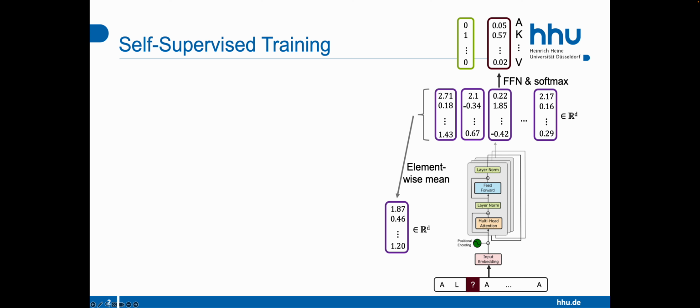Let us do a short recap of the self-supervised training that we have considered so far. We randomly mask approximately 15% of the amino acids in the input sequence and train the model to predict the type of the masked amino acid. This results in meaningful amino acid representations that contain structural and functional information. After training, we can finally get a single protein representation by calculating the element-wise mean of all amino acid representations.